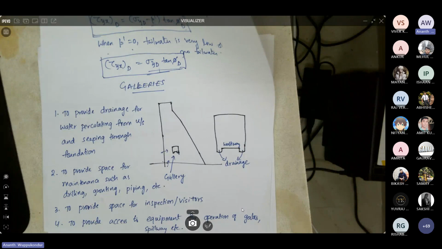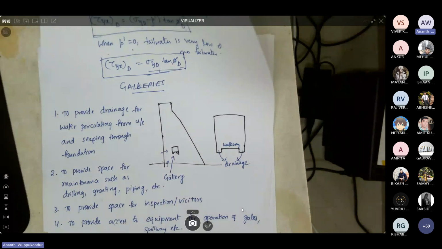Now, there are multiple purposes for providing this drainage. The primary purpose is to provide drainage for the water that is seeping through foundation. But once you provide this gallery, you can also use it as a walkway where people can walk through and do maintenance of the dam. For example, if you want to inspect the strength of the dam. So let's say the dam has been constructed 20 years ago and you want to see the strength of the dam, probably you can use this walkway as an access to the inside of the dam and you can assess the strength of the dam.